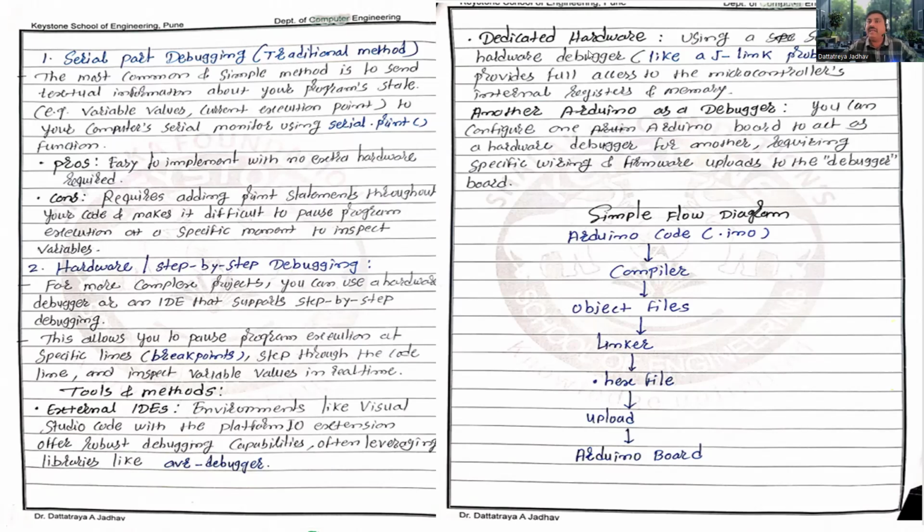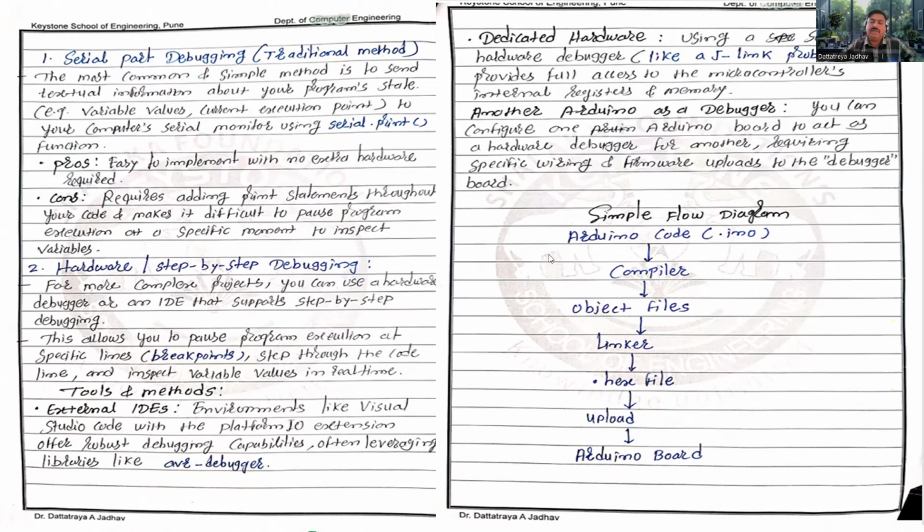Second is dedicated hardware, using a hardware debugger like a J-Link probe, which provides full access to the microcontroller's internal registers and memory. Then another is Arduino as a debugger. You can configure an Arduino board to act as a hardware debugger for another board, requiring specific wiring and framework for uploading to the debugger board.